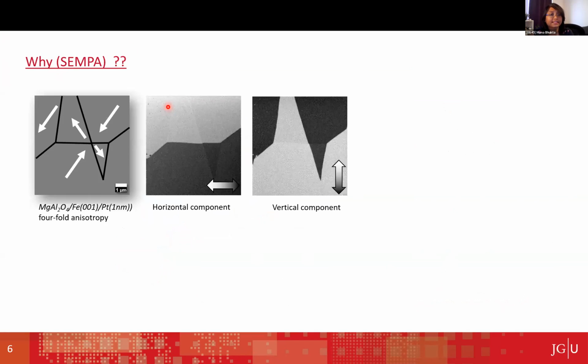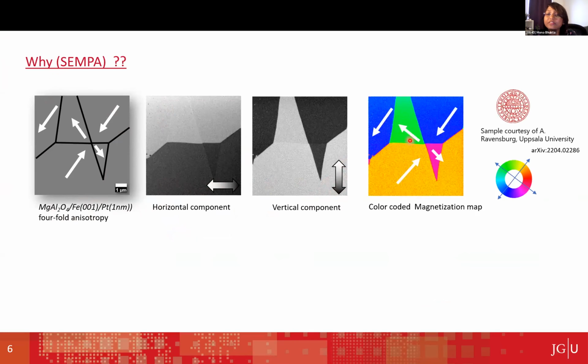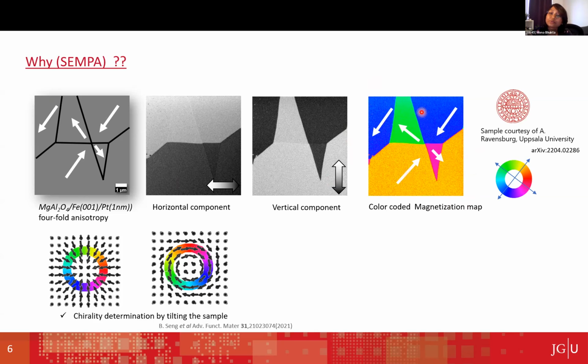So let's see why we should use SEMPA with an example. Let's say we have a fourfold anisotropy with z-axis of iron. The SEMPA images give a horizontal and a vertical component simultaneously. And when you combine these two pictures, we can get a nice color-coded image which can give us every possible direction of the spin of the fourfold anisotropy. The same properties we can utilize to image the out-of-plane domains.